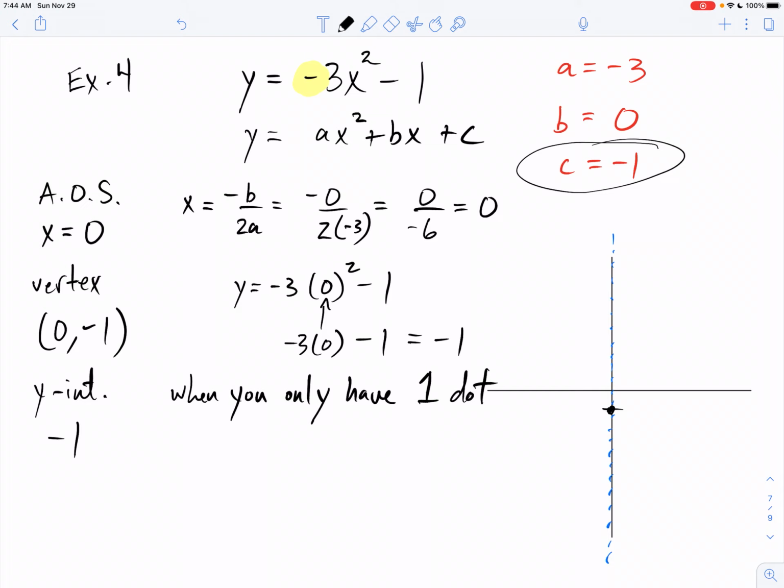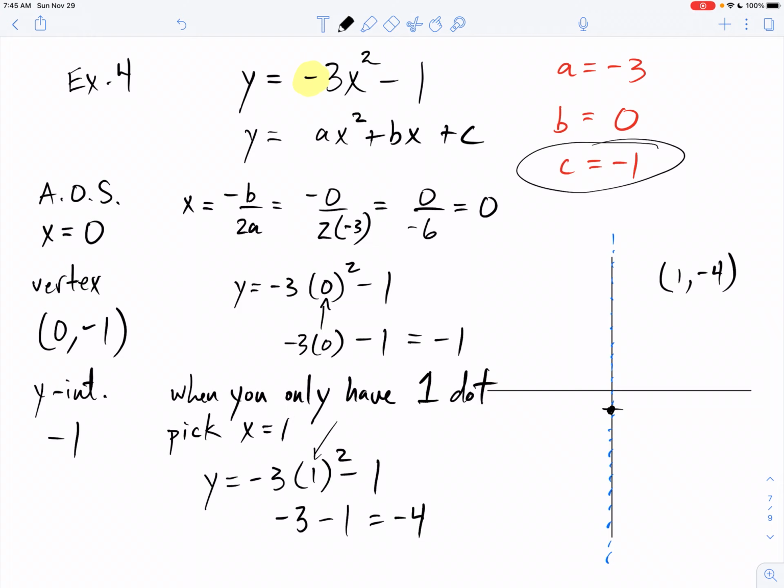So here, when you only have one dot, pick x equals 1 and plug it in and see what you get. So I'm going to do y equals -3 times 1 squared minus 1. Well, order of operations. If I square 1, I'm going to get 1. 1 times -3, well, that's just -3. Minus 1 more, that equals -4. What did I achieve there? Well, if I plugged in 1 and I got out -4, that's just a point that I can plot. That's one extra piece of information. I plugged in 1, I got out -4.